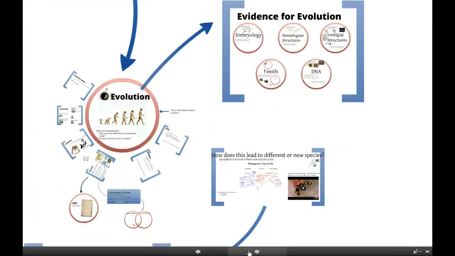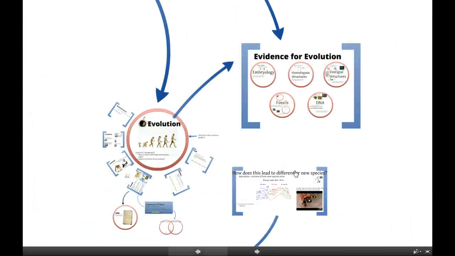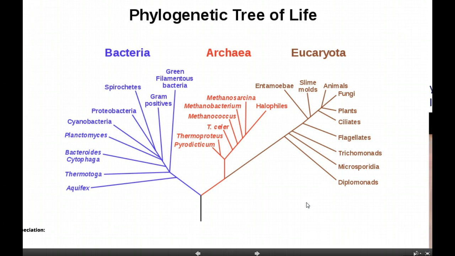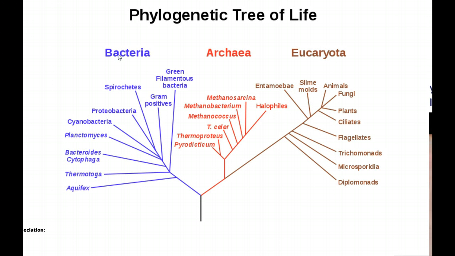So here's a phylogenetic tree of life. We've seen this before. We've got our bacteria, eubacteria kingdom, our archaeobacteria, and our eukarya kingdoms. And notice here are the animals, fungi, plants, and protists. All of these guys are protists. Archaeobacteria in red and eubacteria here in blue.